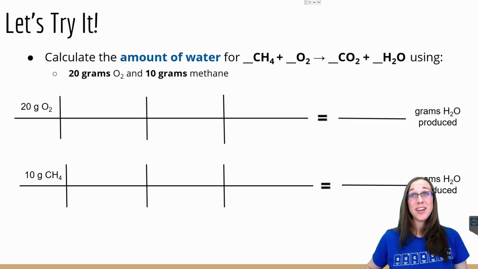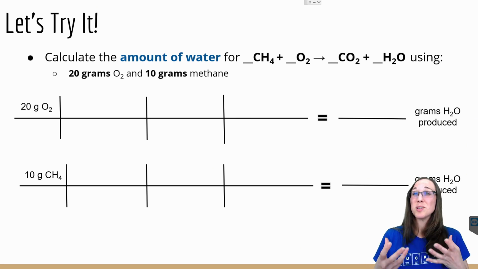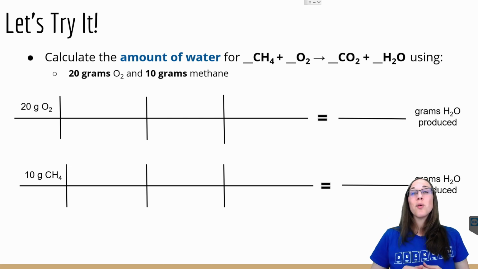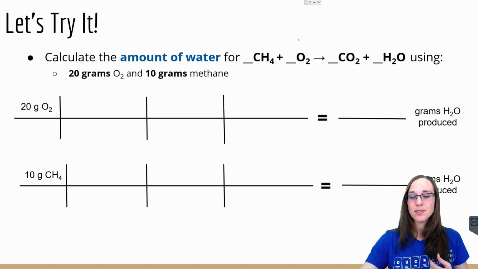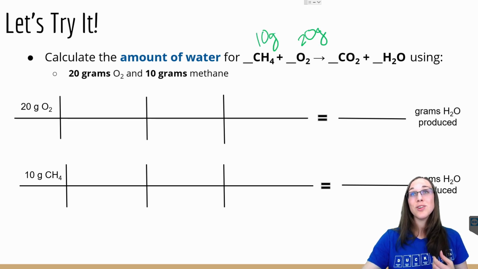So let's give this a try then. It's sometimes easier to visualize this once we actually see it worked out step by step. We're going to calculate the amount of water for a combustion reaction. Methane plus oxygen goes to CO2 and water. If we had 20 grams of oxygen and if we had 10 grams of methane, we're trying to figure out how many grams of water could we make using that amount of reactant. Step 1 was to balance the chemical equation. So first things first, before we do any calculations, let's make sure that we compare our product side to our reactant side and see if we have a balanced equation.